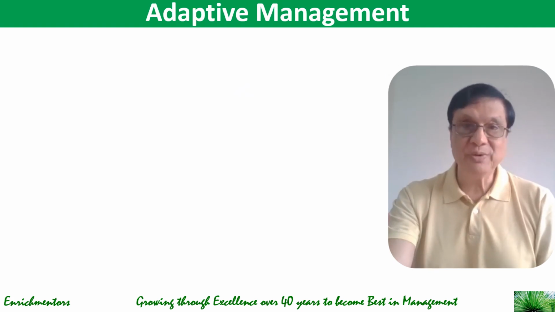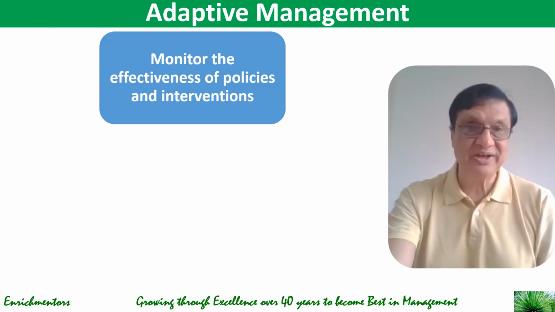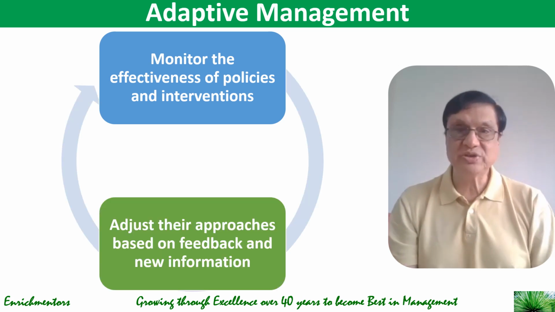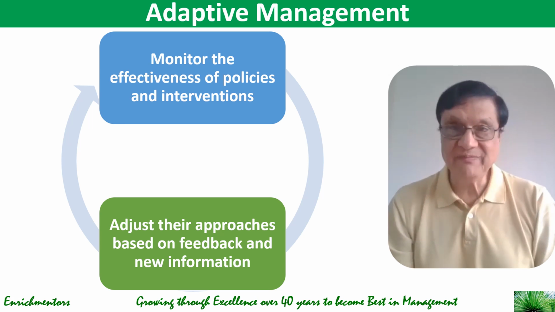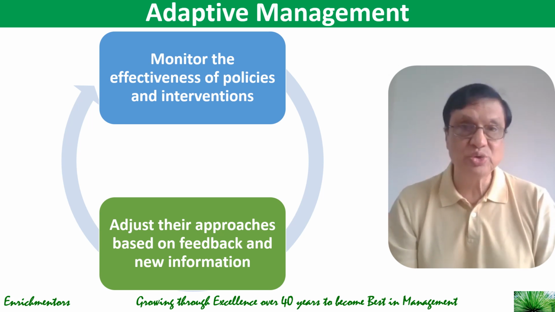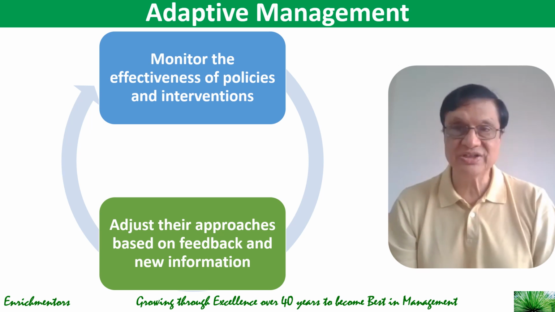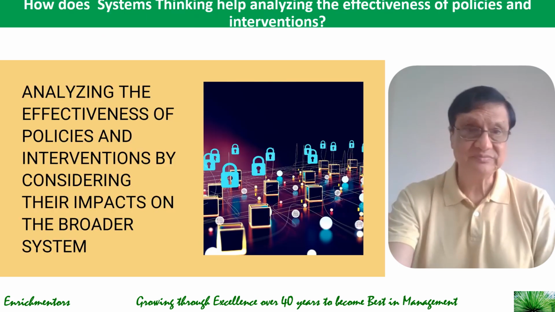Also, systems thinking promotes adaptive management approaches that we have talked about earlier, where you as a policymaker can continuously monitor the effectiveness of the policies and interventions and adjust your approach based on the feedback and new information. Now, this iterative process allows you to learn from experience, make course corrections as needed, and improve the effectiveness of your policies and interventions over a period of time.